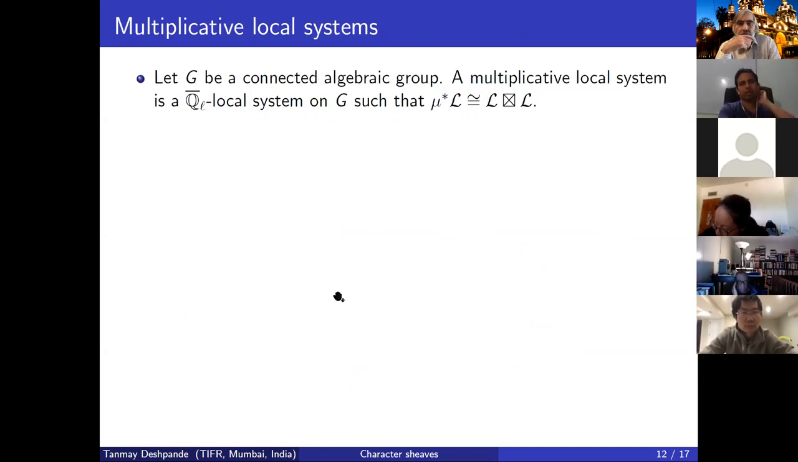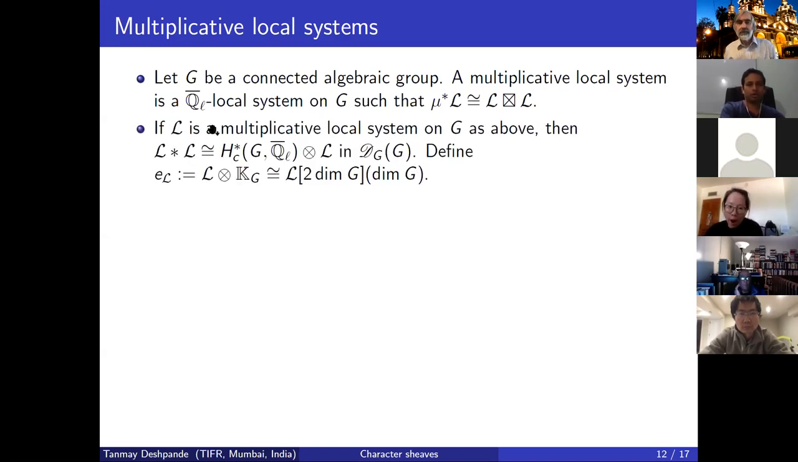So let me begin by describing multiplicative local systems. Multiplicative local systems are the simplest type of character sheaves. They are analogs of one-dimensional characters. So a multiplicative local system is a local system L such that the pullback by the multiplication map is isomorphic to the exterior tensor product of L with itself. Here I'm taking G to be a connected algebraic group. The notion of multiplicative local system is most natural for connected algebraic groups.